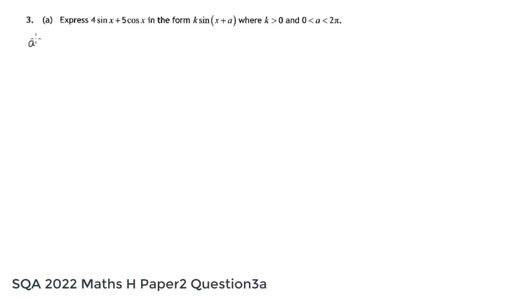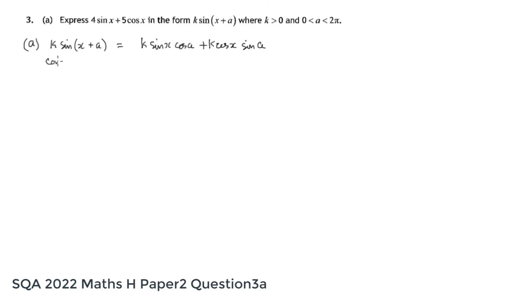So let's tackle this by expanding this expression. The addition formula would allow you to expand an expression like sine of x plus a, the pattern sine cos cos sine. So it would be sine x cos a plus cos x sine a. Now, the whole expression here is multiplied by k. The whole of this gets multiplied by k. Both terms get multiplied by k.